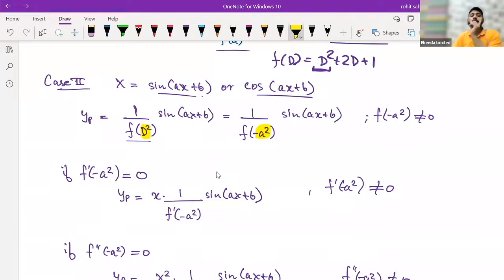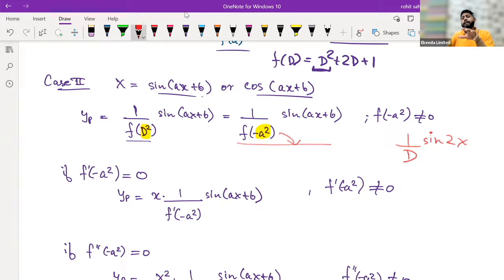Just replace your d square by minus a square, or higher terms also, but not d. So if you replace this, probably you will get this. And then depending on what you have, you can actually operate. Let's say if you got 1 by d of sine 2x, something like this, you replaced d square with minus a square. D square in this case will be minus 2 square, that is minus 4.